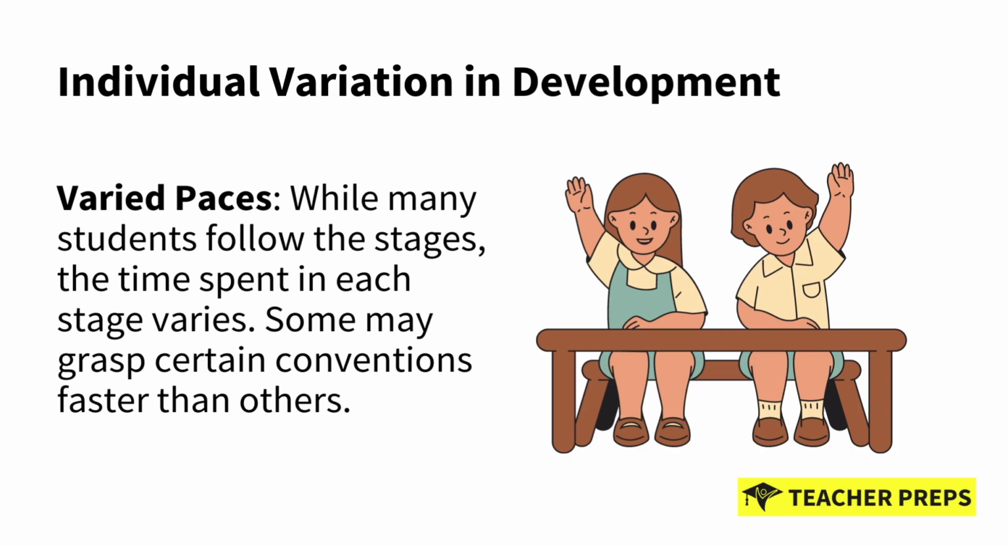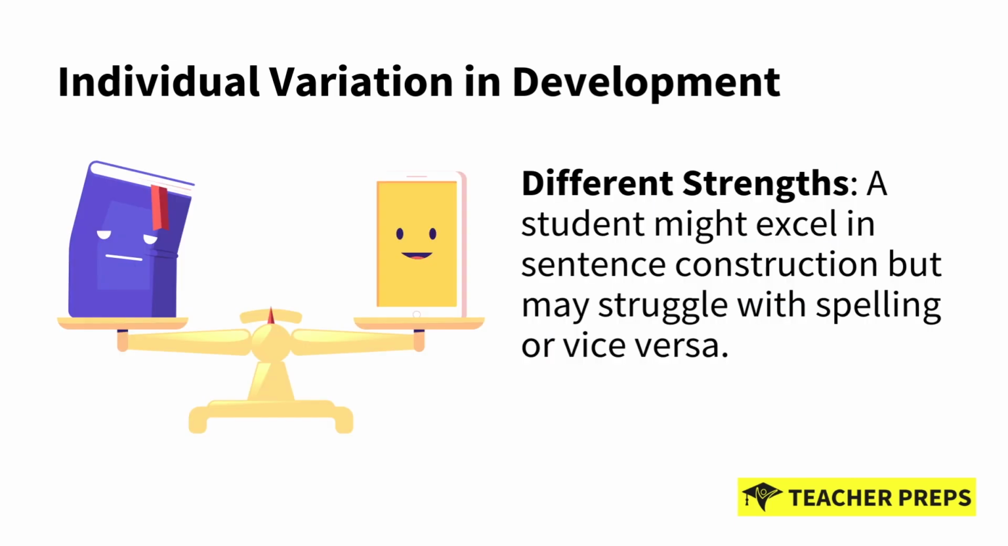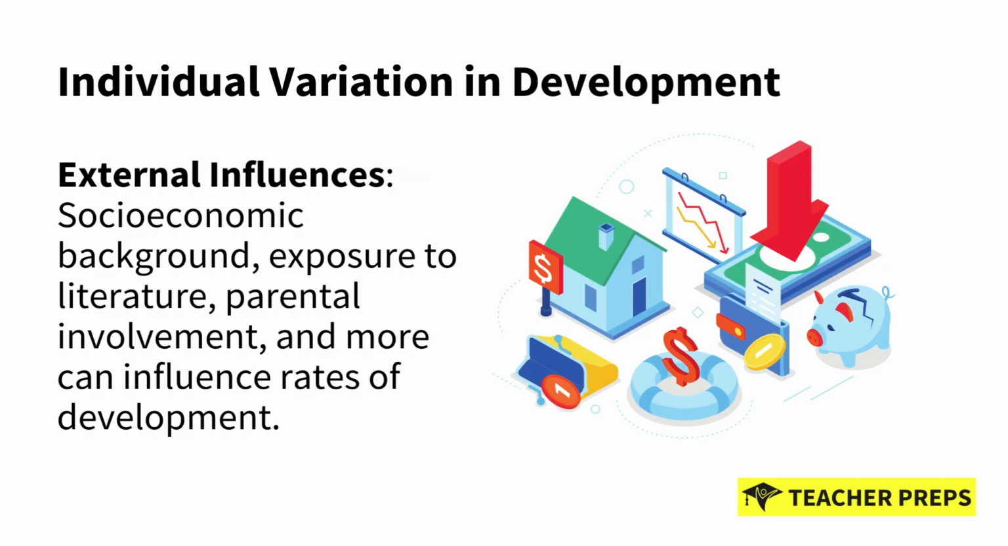While many students follow the stages, the time spent in each stage varies. Some may grasp certain conventions faster than others. Now, a student might excel in sentence construction, but may struggle with spelling or vice versa, and this could be the different strengths between students. Socioeconomic background, exposure to literature, parental involvement, and more can influence rates of development. These are our external influences.